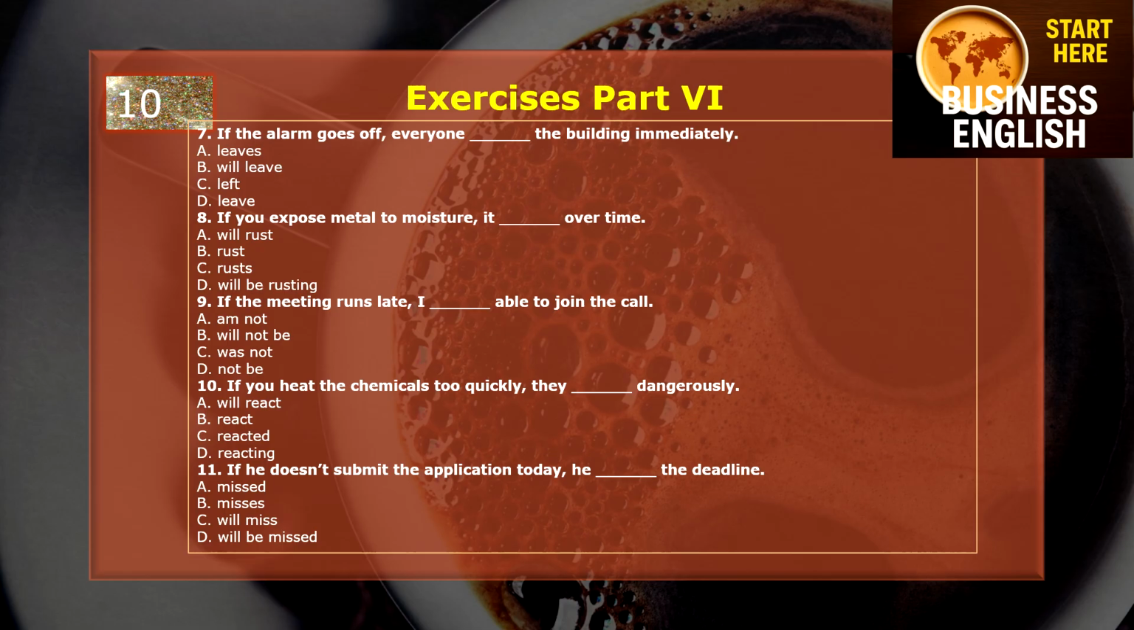10. If you heat the chemicals too quickly, they A. will react, B. reacts, C. reacted, or D. reacting dangerously. 11. If he doesn't submit the application today, he A. missed, B. misses, C. will miss, or D. will be missed the deadline.